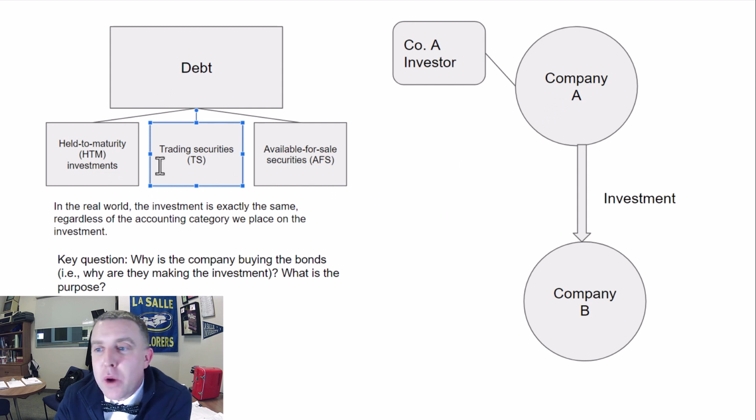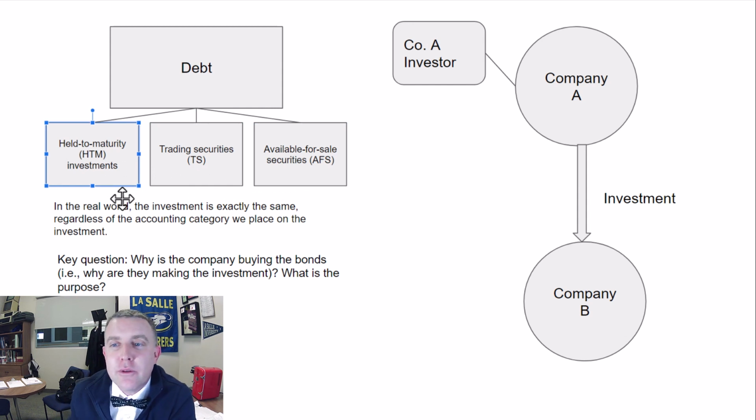So that is why we have different accounting treatment depending on the purpose of the investment. It's because we're trying to provide useful information to people outside of the company, and what is deemed useful information depends on the purpose of the investment. Okay, so that's what we're getting at here.